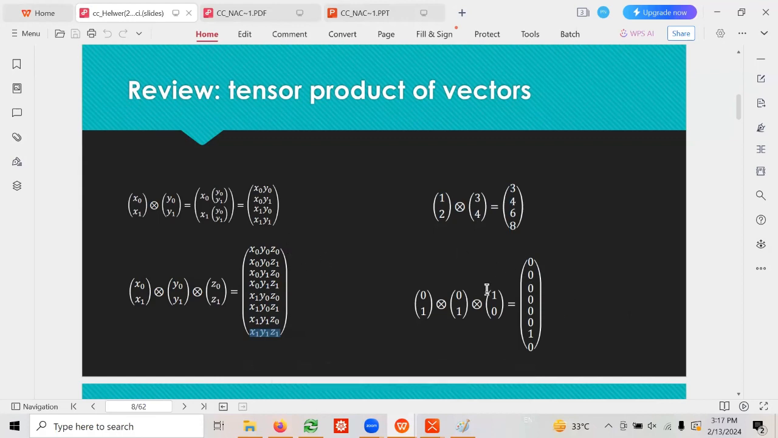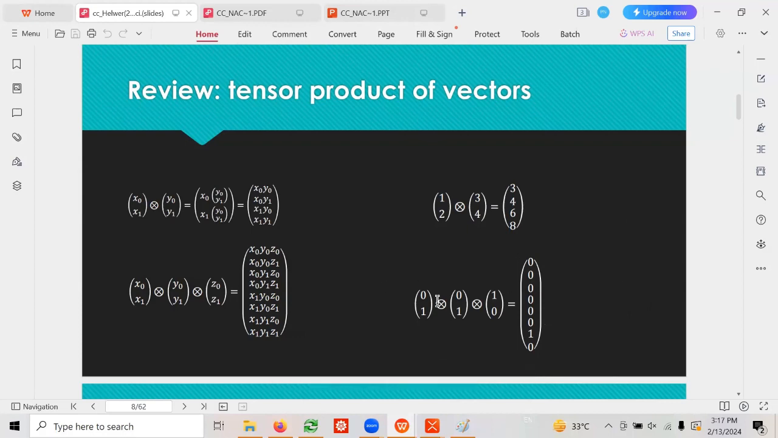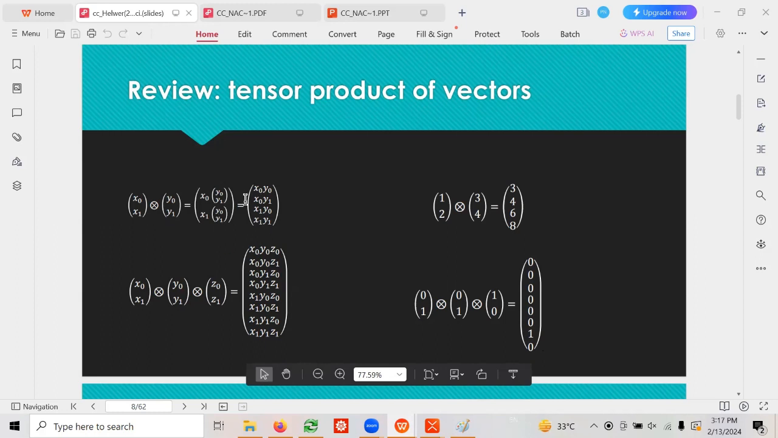Because the traditional bit has to work the same way. So 0 squared plus 0 squared plus 0 squared plus 0 squared plus 0 squared plus 0 squared plus 1 squared plus 0 squared is equal to 1. So there can only be one 1. Everything has to be 0 except one element. But with a quantum bit, you can have superposition. That's what it means.